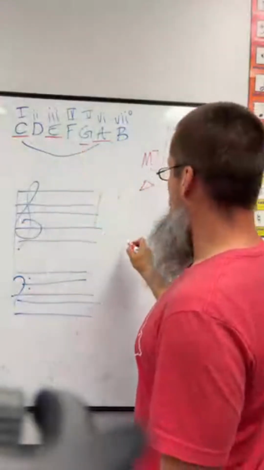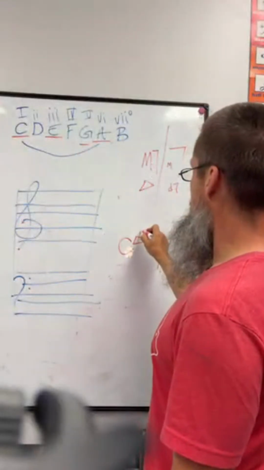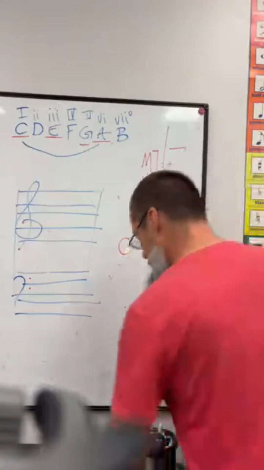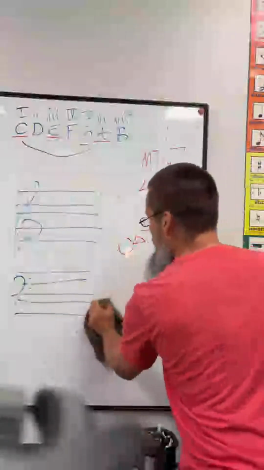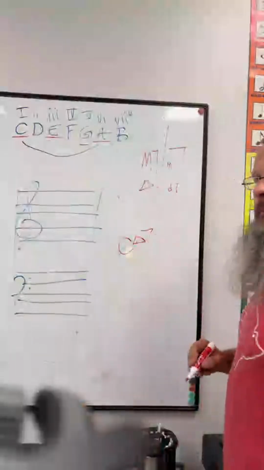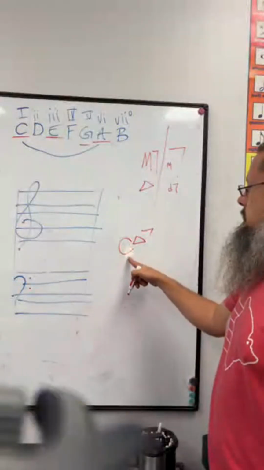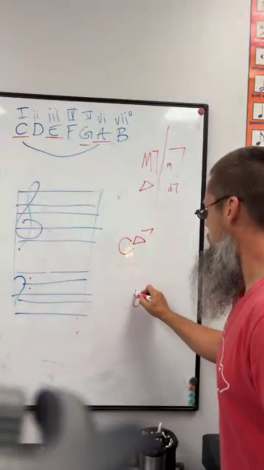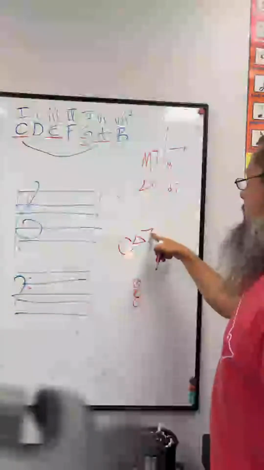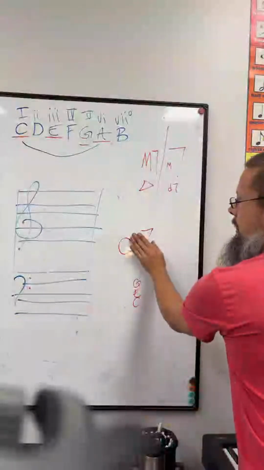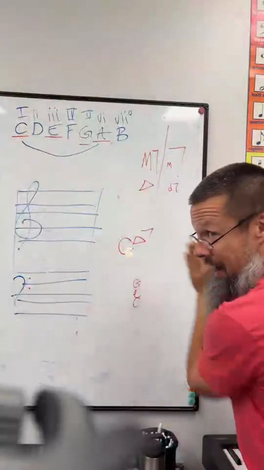So if we were to spell this chord, C major 7, how would we spell that using our key of C major right here? Ready? C, E, G. Wonderful. And then what is the major 7th? Not the minor 7, not a C7. You want a C major 7.